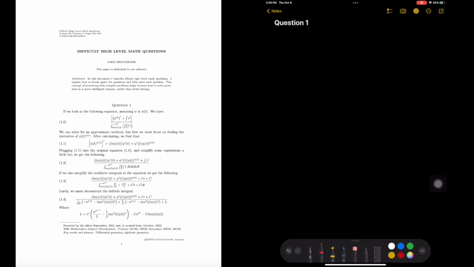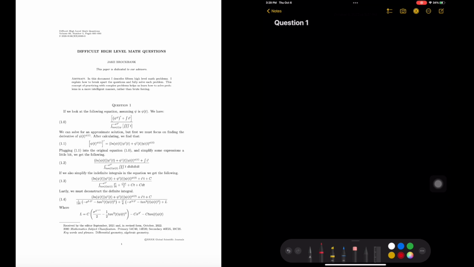Okay, so starting with question 1, I'll just read it out. If we look at the following equation, assuming psi is psi of t, we have psi to the psi, the derivative of that, plus the integral of i to the i, divided by the definite integral with the upper bound of negative sigma 2i and the lower bound tan t psi, and then we have that times the triple integral of t. So we can solve for an approximate solution.